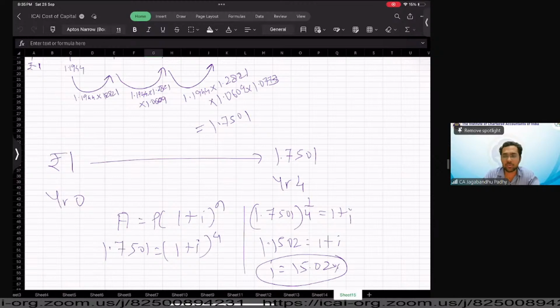Okay. So with that, let's just stop here. So Dupont model and all, we have revision classes. In that, we'll do more questions on this cost of capital and also on the ratio.